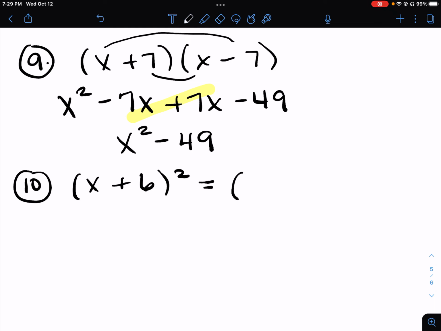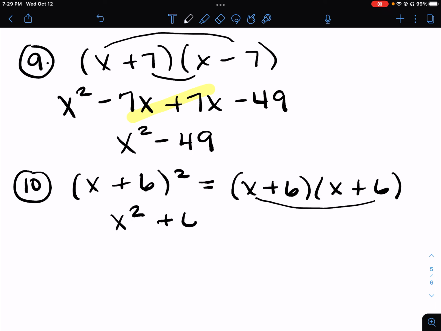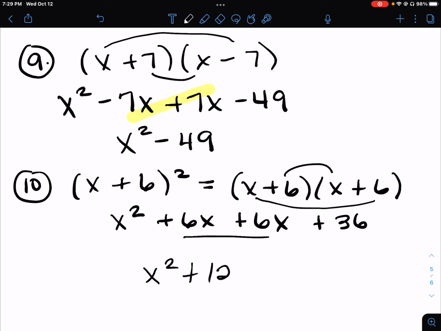X plus 6 squared with the square around the parentheses means write the whole thing 2 times and multiply. So this is a FOIL problem. X times x, x times 6, 6 times x, last 6 times 6, like terms. 6x plus 6x is 12x.